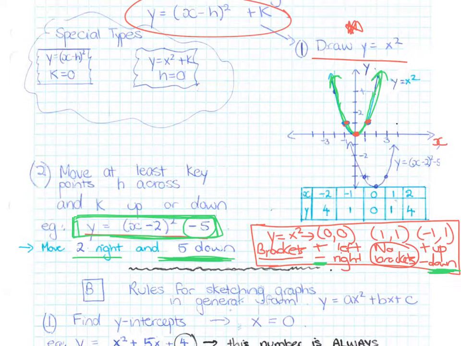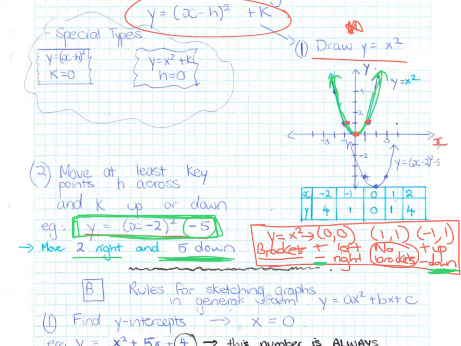Then move this one. We're going to move it 1, 2 to the right. And then we're going to move it 1, 2, 3, 4, 5 down, and we get this point here. And then finally, we've got this point here. We're going to move that 2 to the right, 1, 2, and then 1, 2, 3, 4, 5 down. And I get that point there. I get the yellow points.